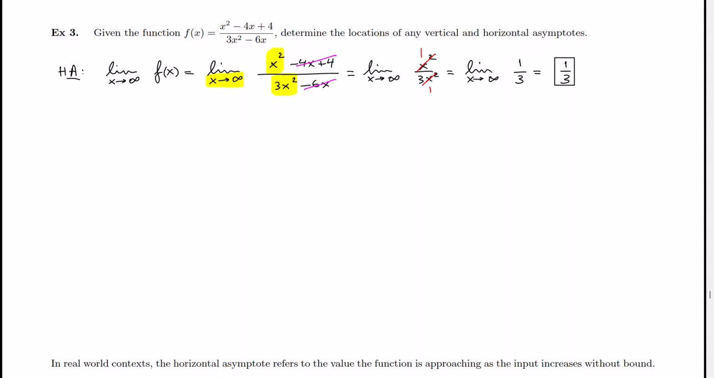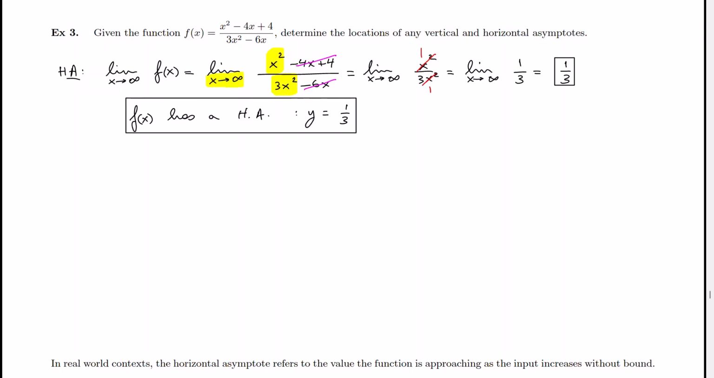So what does that mean? That means that the function f of x has a horizontal asymptote and its equation is y equals 1/3. So the answer is yes, the function does have a horizontal asymptote and it's equal to 1/3.